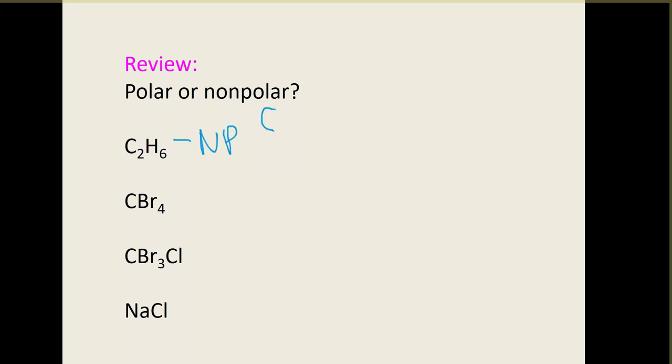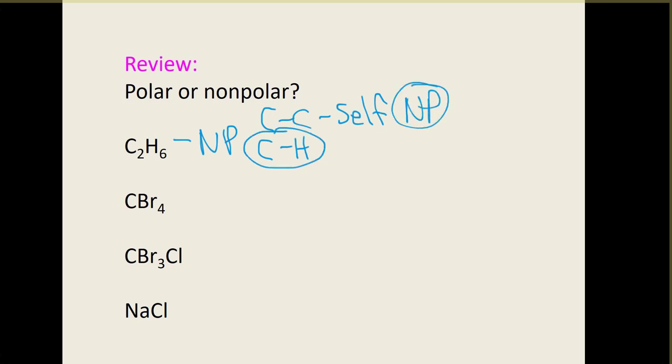We have a carbon-carbon bond and we have a carbon-hydrogen bond. If it's bonded to itself, this is a nonpolar bond. If it is a carbon-hydrogen bond, this is a bond that you should have memorized. This is always nonpolar. I'll quickly sketch out this molecule. So we see that in this molecule, I only have nonpolar bonds, so that makes the whole molecule nonpolar.